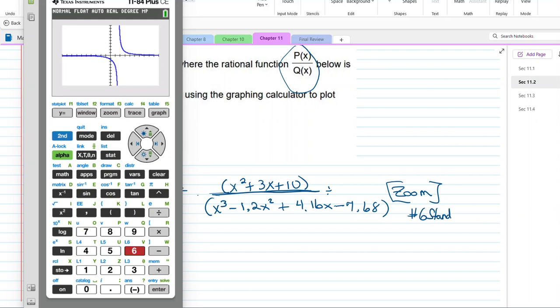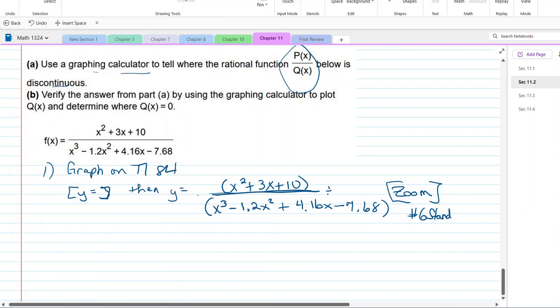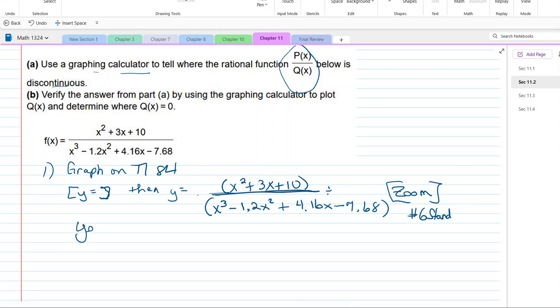So I went to the standard window and I see there is a break. This says, tell whether the rational function below is discontinuous. Yes, it is discontinuous. All right, verify the answer for part E. Now we need to find the value of x. So let's look at that.